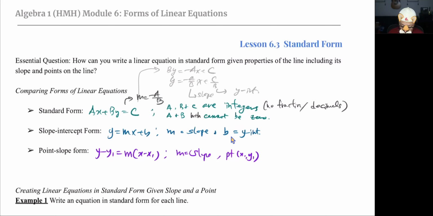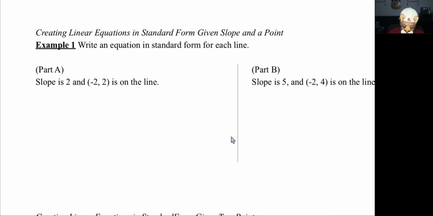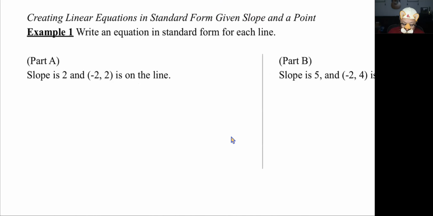All right, guys. So our first example is this. Create a linear equation in standard form given a slope and a point. So if it's asking you to write an equation in standard form, what is the standard form again? Right, ax plus by is equal to c. That's what we've got to do. By the way, generally speaking, I like to have a as a positive number, okay?